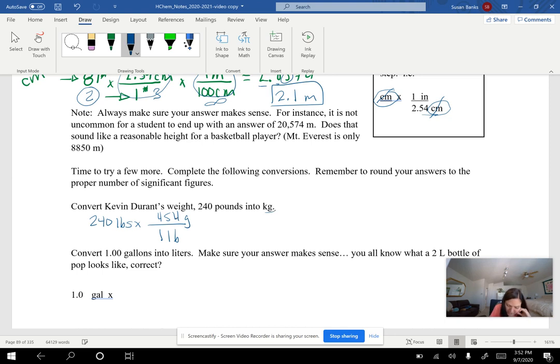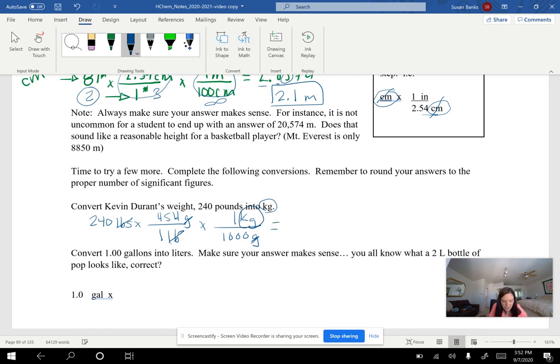But I don't want grams, I want kilograms. So there goes my pounds. How many grams are there in a kilogram? Did you say 1,000? You're right. So I have 1,000 grams in 1 kilogram. This way my grams cancel and I am left with kilograms, just like I want.